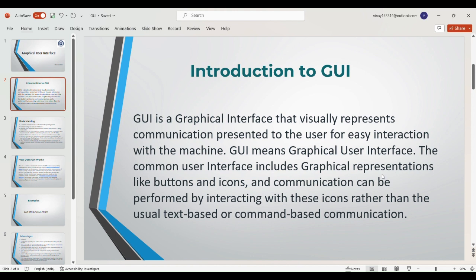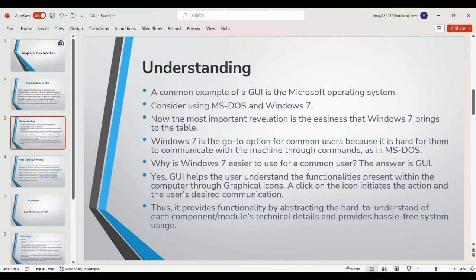GUI means graphical user interface. The common user interface includes graphical representations like buttons and icons. The communication can be performed by interacting with these icons rather than the usual text-based or command-based communications. Next, understanding the GUI. A common example of a GUI is the Microsoft operating system, considering MS-DOS and Windows 7.